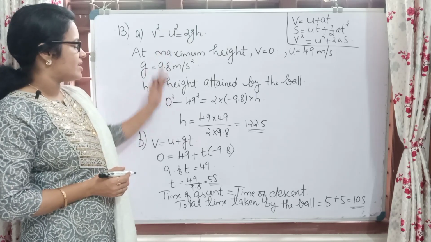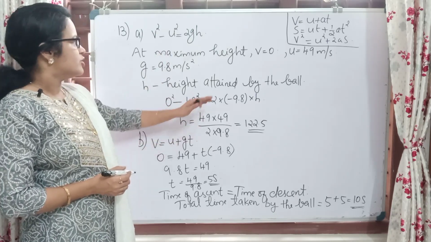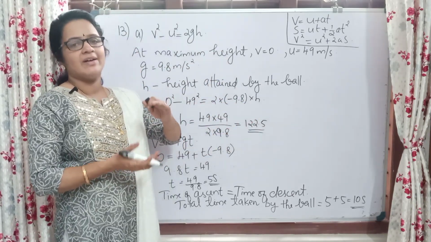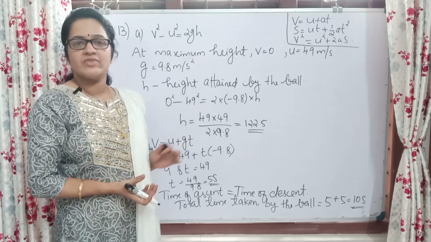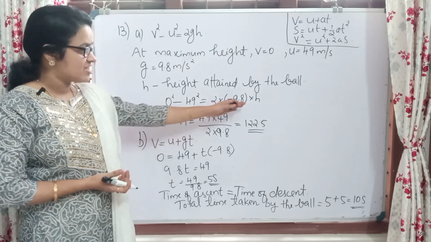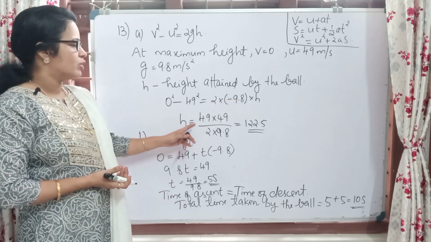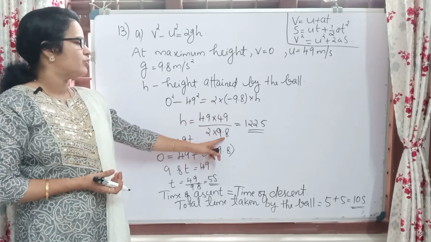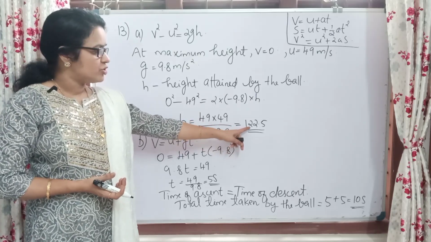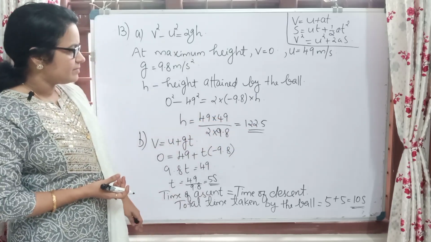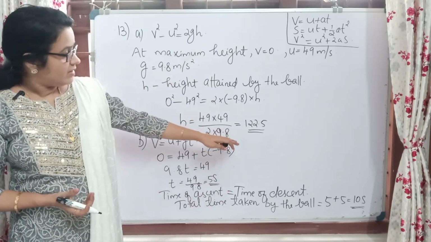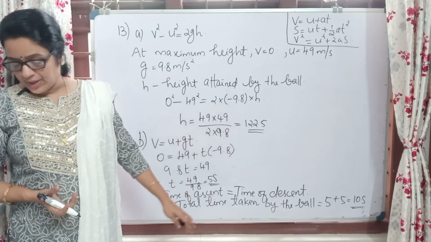That is 0 square minus 49 square is equal to 2 into g, that is minus 9.8, into h. So in such a case we have to take the value of g as negative. If it was coming down means we can take it positive. So here what will happen? h we have to find, right? So h will be equal to 49 into 49 by 2 into 49 into 9.8. Right, so that will be 122.5. So that is the height attained by the ball. So height we can calculate as 122.5.